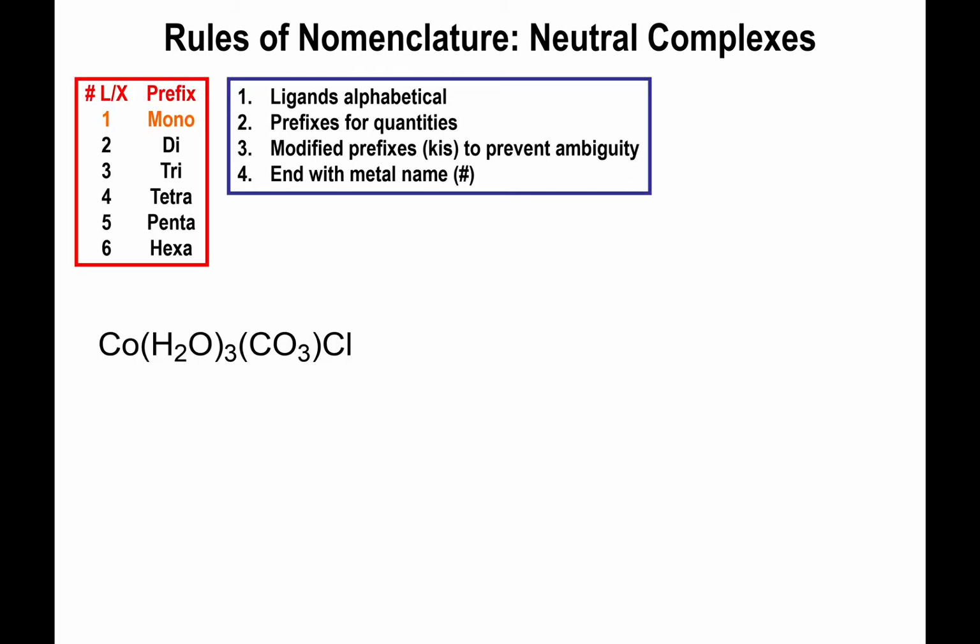So the best way to go about this is to do a few examples. So let's get right to it and see how this goes. Okay, so here's one molecule. The whole thing is neutral. We don't have a charge written for this whole thing, so that means that this is a neutral complex.